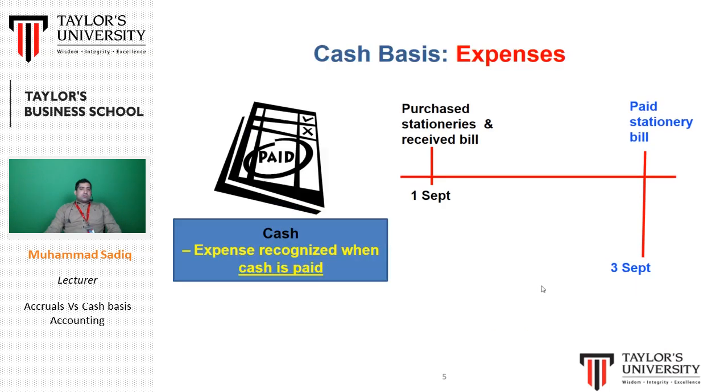For cash basis expenses, on 1st September, we have nothing to record because under cash basis, we only record our expenses when we pay cash. On 1st September, we are not paying any cash, so no entries will be required. The entry will only be required under cash basis when we pay our cash for the expense. So we will debit our stationery expense and credit our cash.